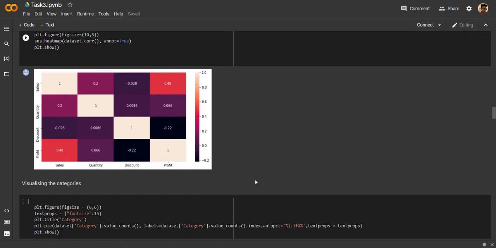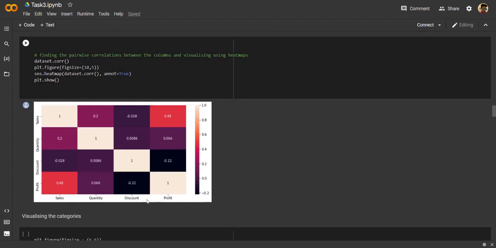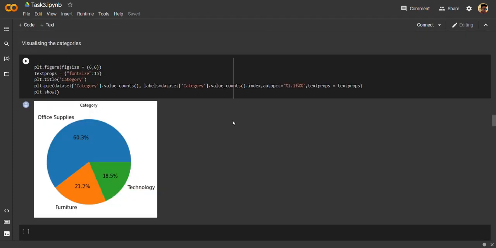Now we go to the next step, that is data visualization. I've used a pie chart, and in this I have given a summary of the category by percentage. First comes office supplies, which is 60.3%. Second is furniture, which is 20.2%, and third is technology with 18.5%.